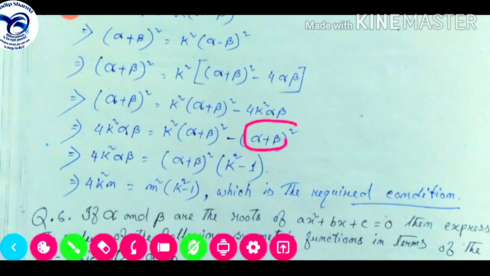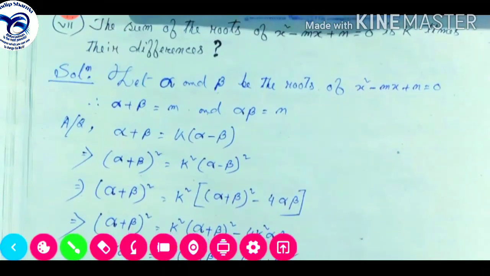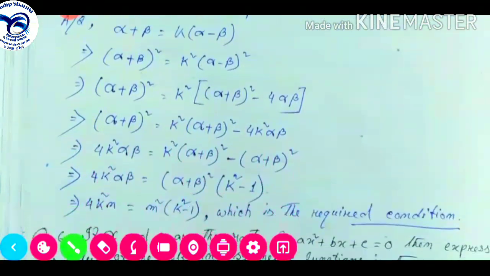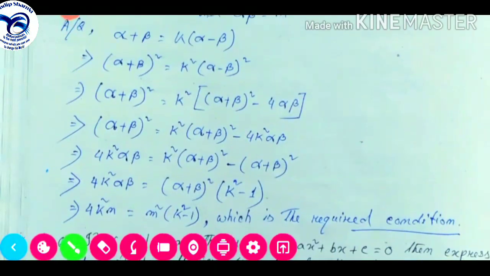Now we will put the values. Already we got alpha into beta is equal to n, and alpha plus beta is equal to m. So here we will put alpha into beta, this one will be n, and this alpha plus beta is equal to m, and the square is there, so it will be m square, into k square minus 1, which is the required condition. In this condition only, whatever the question asks, this one will be k times of their differences.